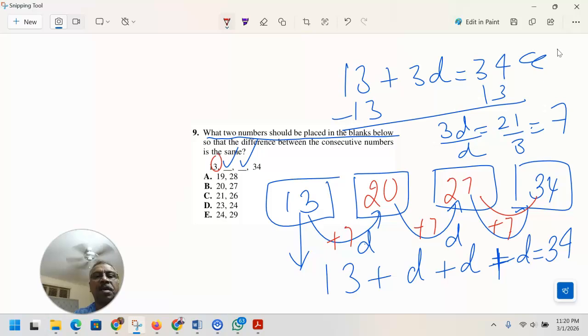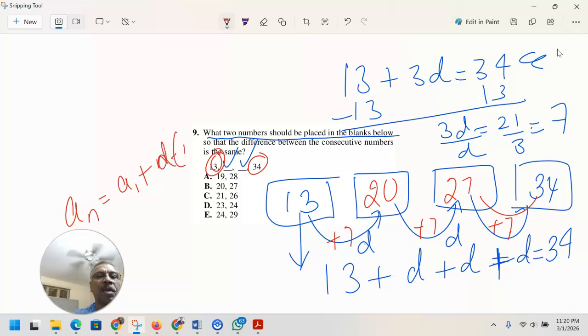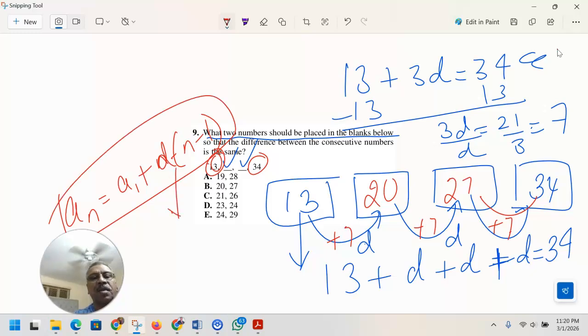So this is basically an arithmetic sequence where A1. So your explicit formula is An equals A1 plus (N minus 1) times D. If you want, you can use that also, but we are not. It's like common sense, saying that, hey, you need to add the same number three times to get to 34. It's the same thing here also.